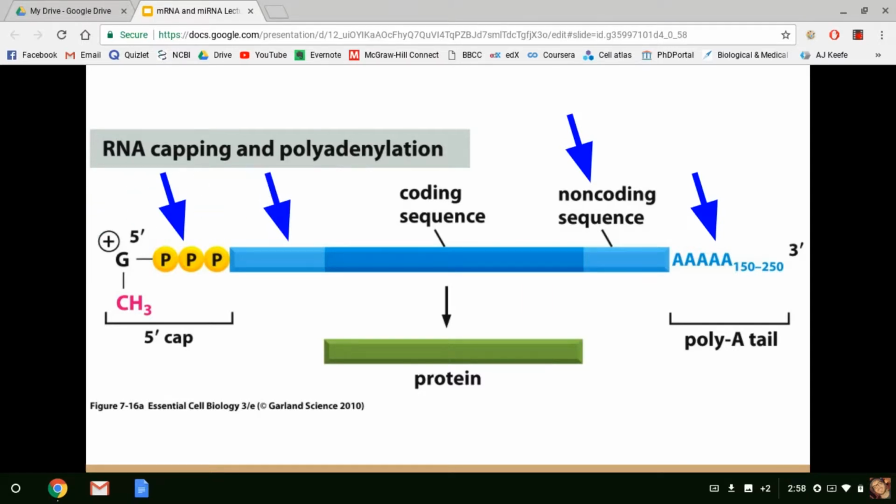And lastly, we have a 5' UTR. 5' UTR, which we'll see in the translation slide, is very important for ribosome binding.